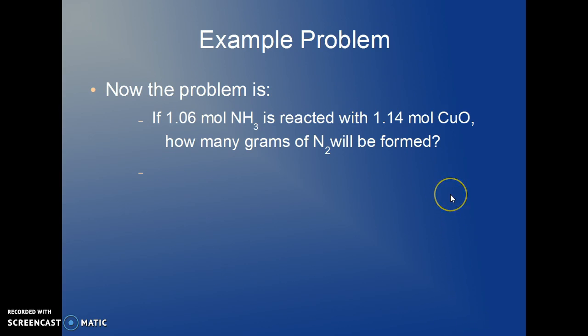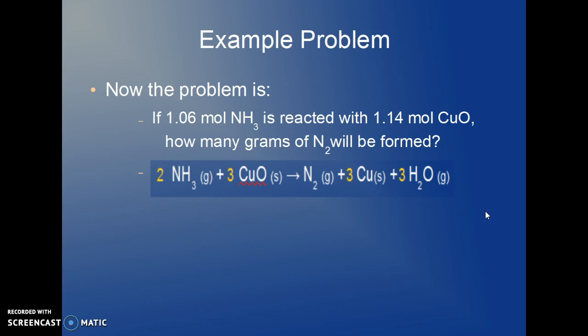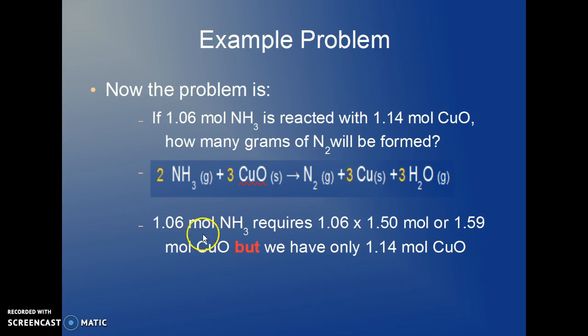Now the problem becomes, if 1.06 moles of ammonia is reacted with 1.14 moles of copper-2 oxide, how many grams of nitrogen gas will be formed? That's easier. We first put down the balanced chemical equation. We saw it before. And now we ask, for 1.06 moles of ammonia, how much of the copper-2 oxide will it need? Well, the ratio of moles is 3 to 2, or 1.5. 1.5 moles of copper-2 oxide are required for every mole of ammonia.